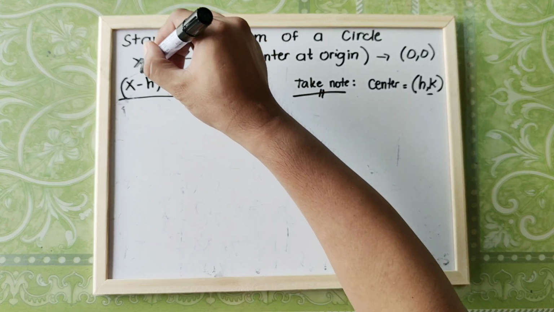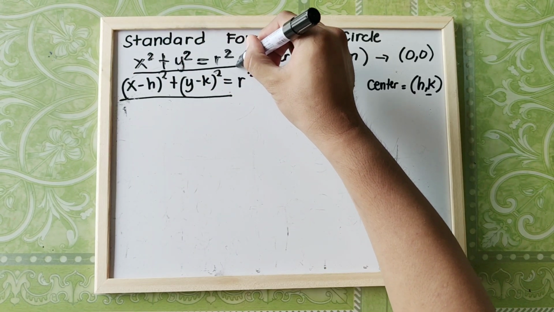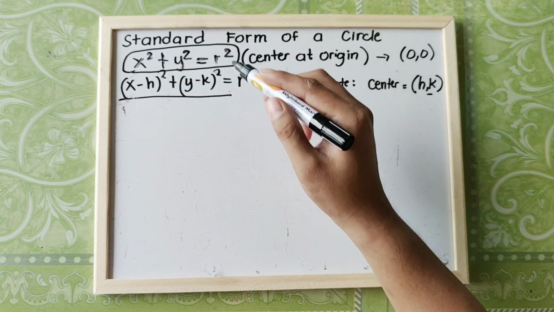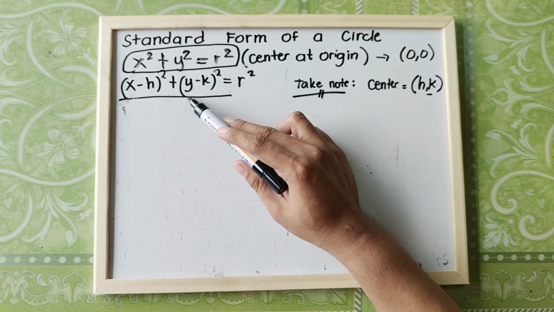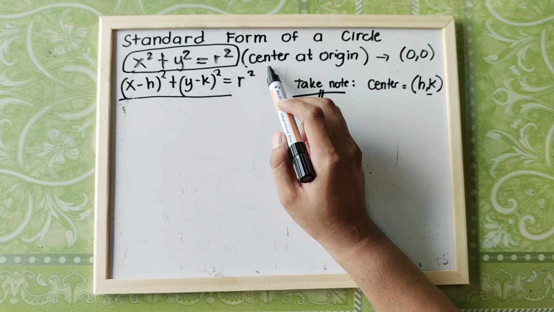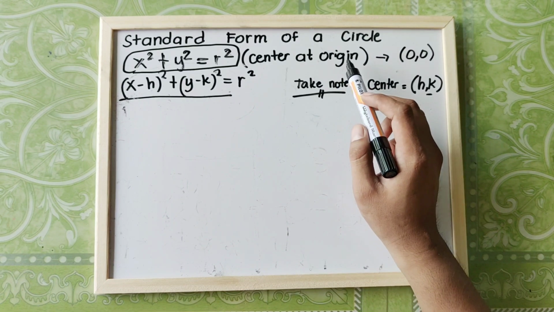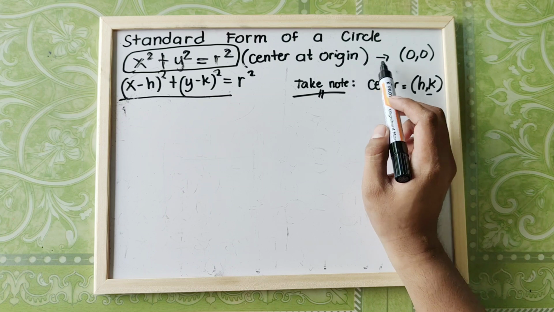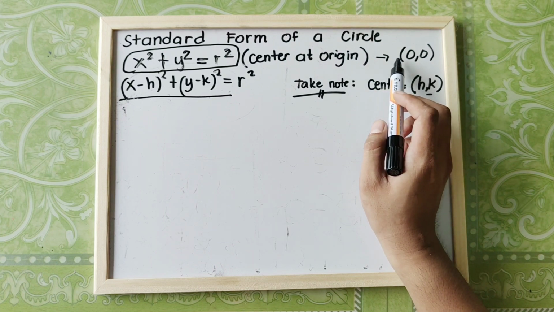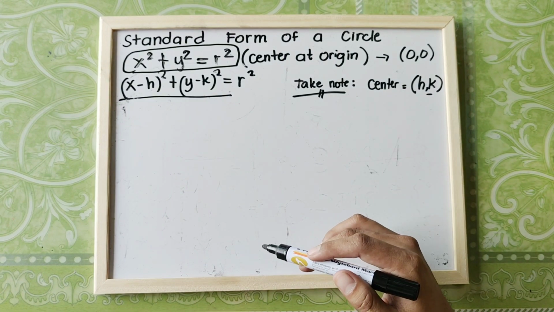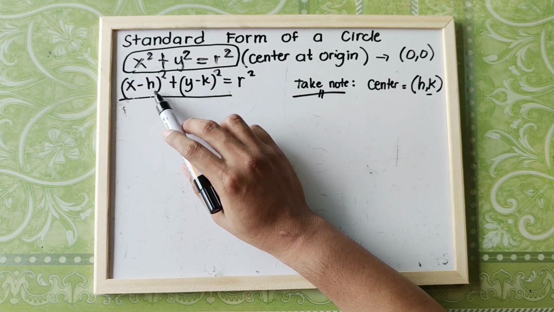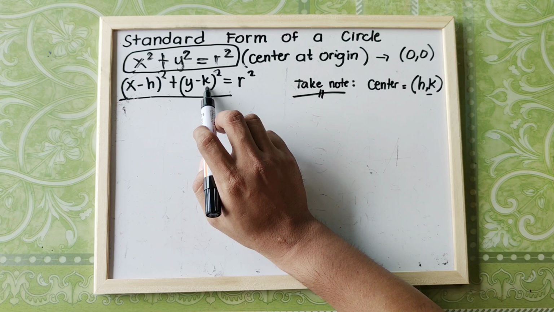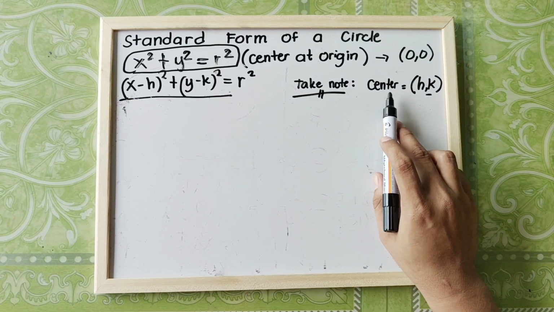Take note that this equation, x squared plus y squared is equal to r squared, is just a derivation from the standard form if the center is at the origin. When we say origin, the center is located at (0, 0). Take note that the center is our (h, k). The h and k in the standard form are the center of the circle.